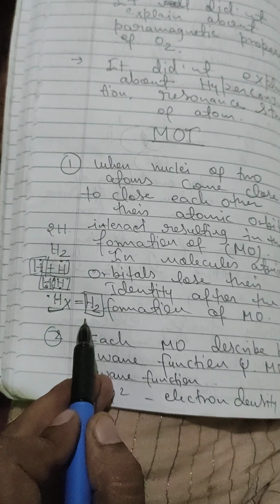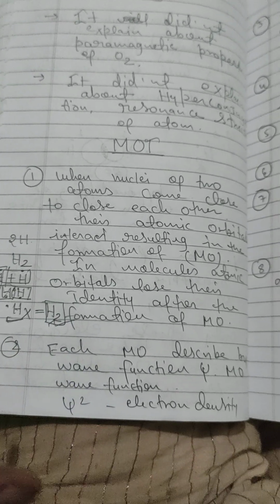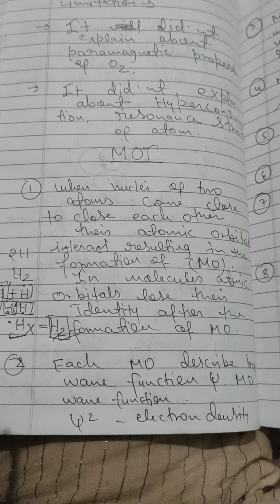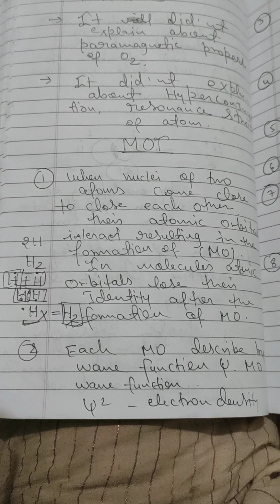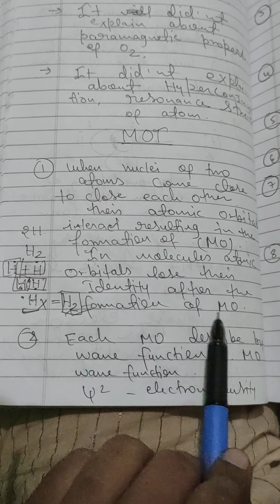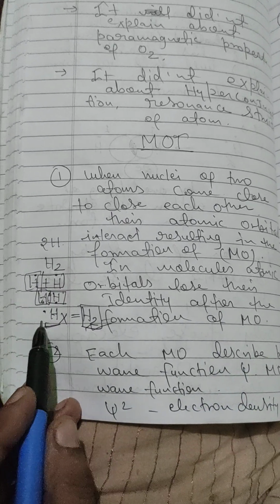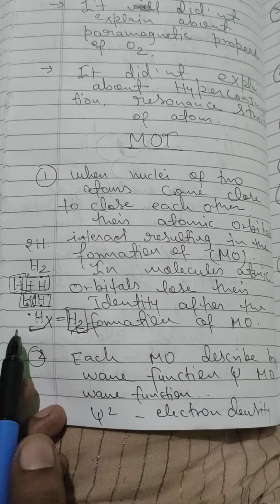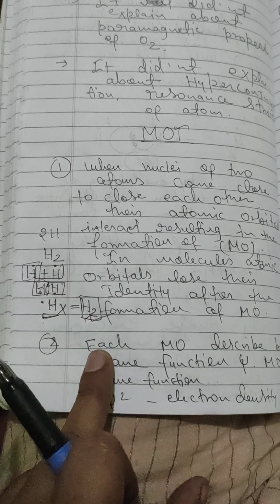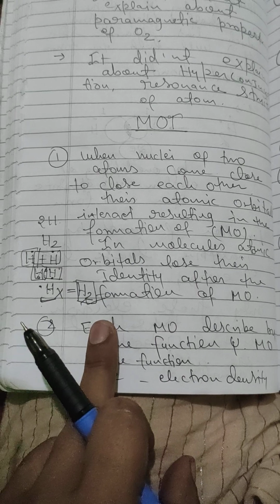They only react like an H2 form, because they combine to form a molecule, a molecular orbital. So they behave in that way only. In molecules, atomic orbitals lose their identity after the formation of a molecular orbital. How they behaved or looked previously, they just change their identity into an H2 form, a molecular orbital form. They will behave in that way only, okay.